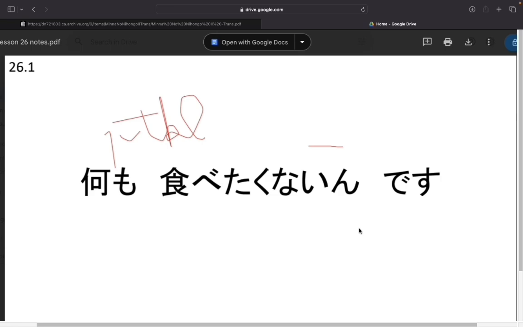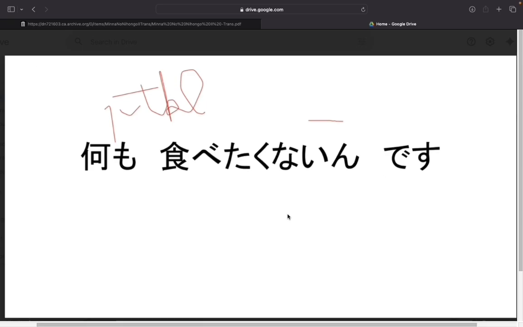So take this sentence. Nani mo tabetaku nai desu? Now, if you translate it directly, it means I don't want to eat anything, but that's not the full story. When you add ん です, the feeling changes and it becomes something like, the thing is I don't feel like eating, or actually I don't want to eat. So instead of just stating a fact, you are explaining your situation.